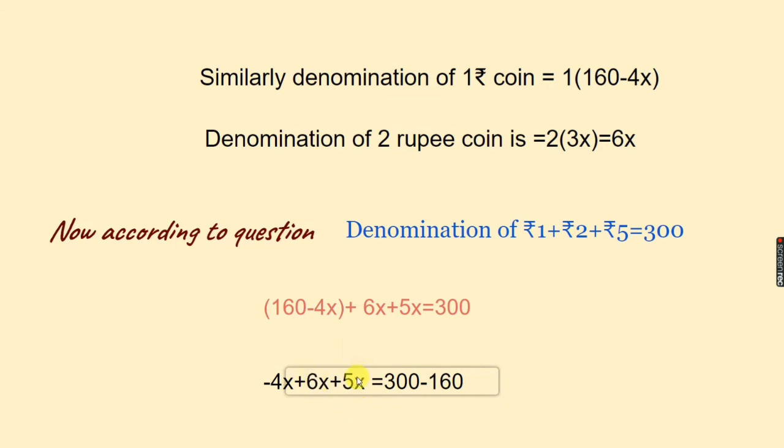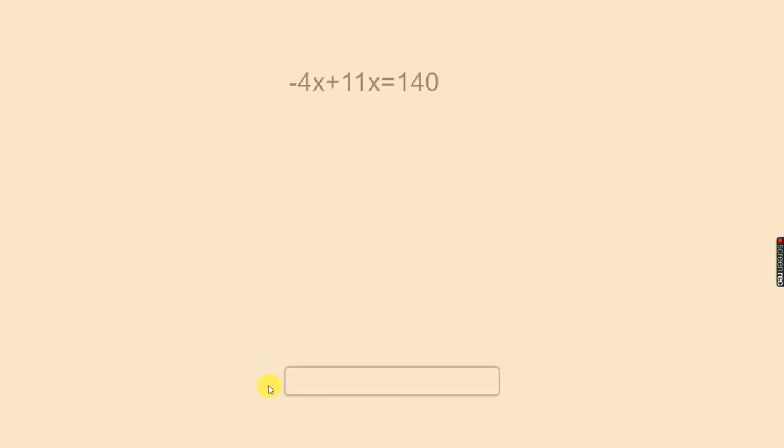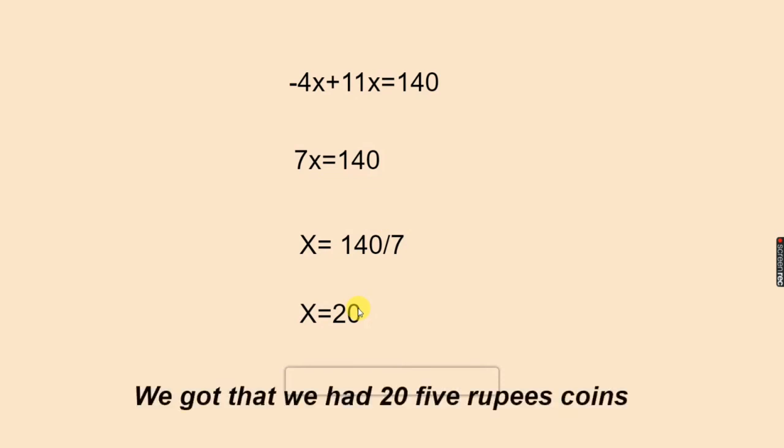Solving them, 6 plus 5, 11. 11 minus 4, we would get 7x is equal to 140. And x would be equal to 140 divided by 7. Now we would simplify it. 7 ones are 7 and 7 twos are 14. 0 comes behind. So we got the value of x, that is equal to 20.